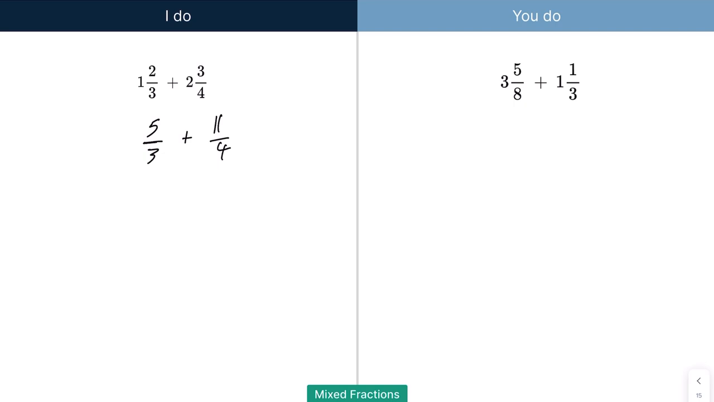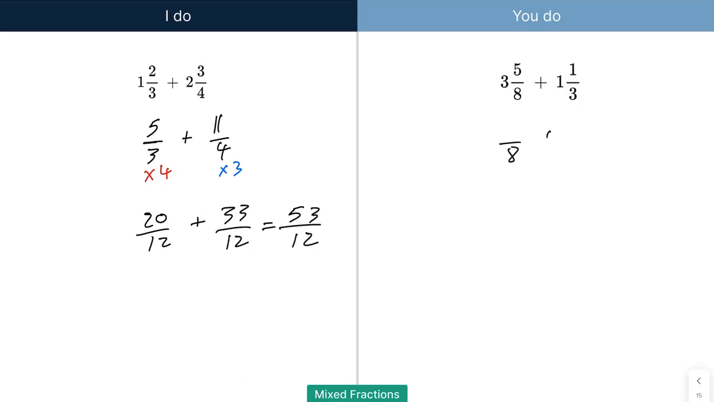So how do you add these two fractions? Well, I need to make the denominators the same. So I'm going to multiply this side by 3, and I'm going to multiply this side by 4. That's 20 over 12 plus 33 over 12, which then becomes 53 over 12, and that can't be simplified, so that's my final answer. So again, hopefully you've pressed pause and had a go at this.